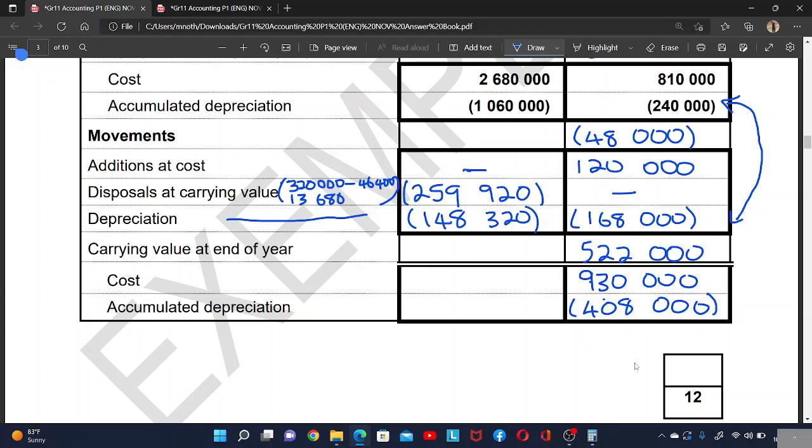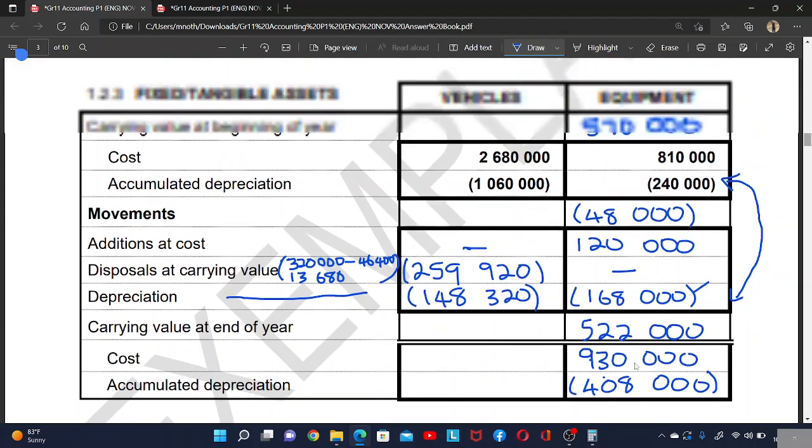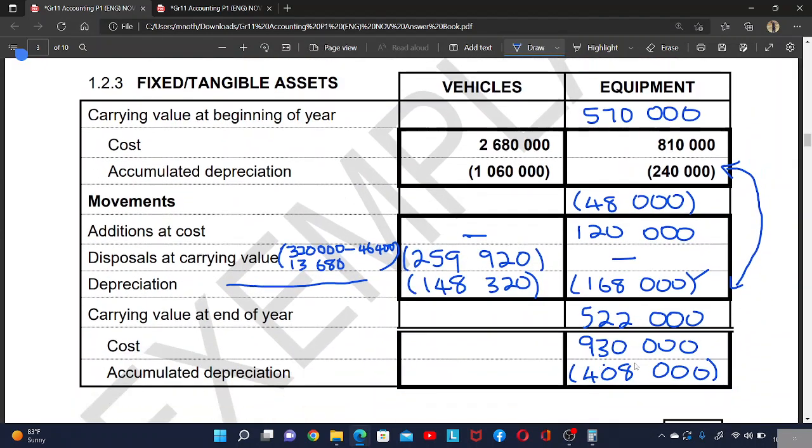Now what you're going to do, to get the carrying value of the vehicle at the beginning, you say cost minus accumulated depreciation, which will give you 1,620,000.